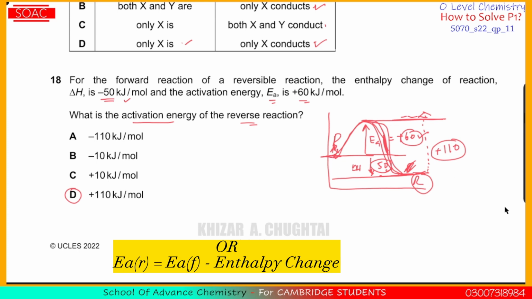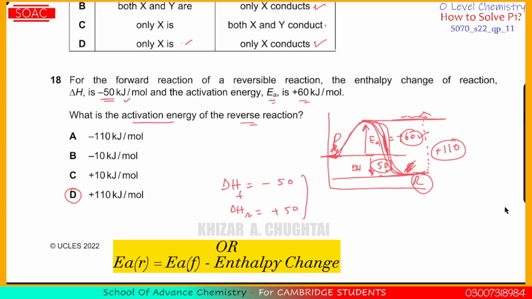So for the reverse reaction, whether the reaction is exo or endo, the magnitude of the delta H does not change, only the sign changes. In this case, the forward reaction has minus 50 kilojoules per mole, which is the enthalpy of the forward reaction. The enthalpy change of the reverse will be equal to plus 50. But the energy of activation changes.